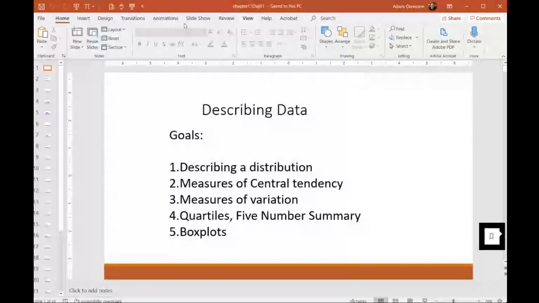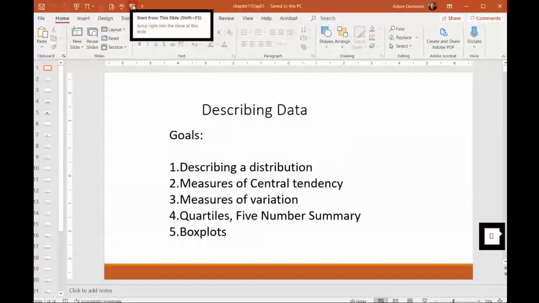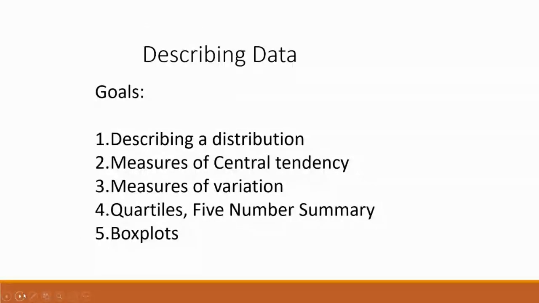Here we go. Okay, here's chapter 11. We're going to look at distributions first. There are a few different things we're going to look at here. For one, we're going to look at describing the data. Basically, in this whole chapter, we're going to describe a distribution. We'll see what a distribution is. You'll actually see it's really based on histograms and frequency tables.